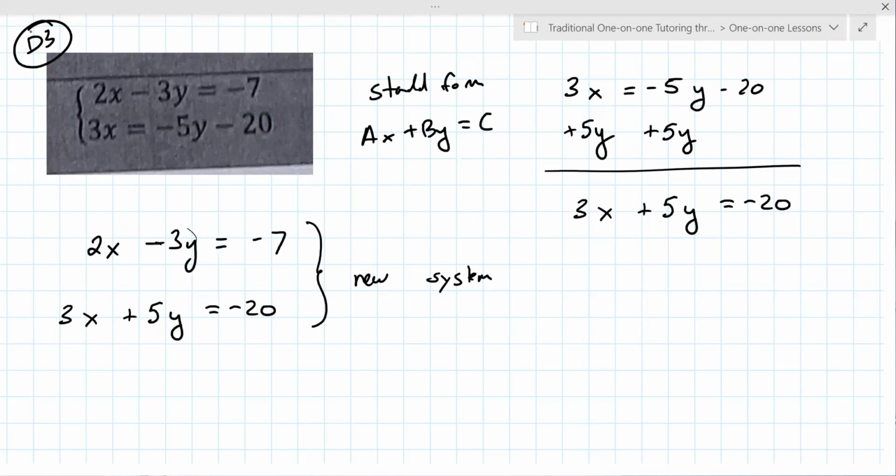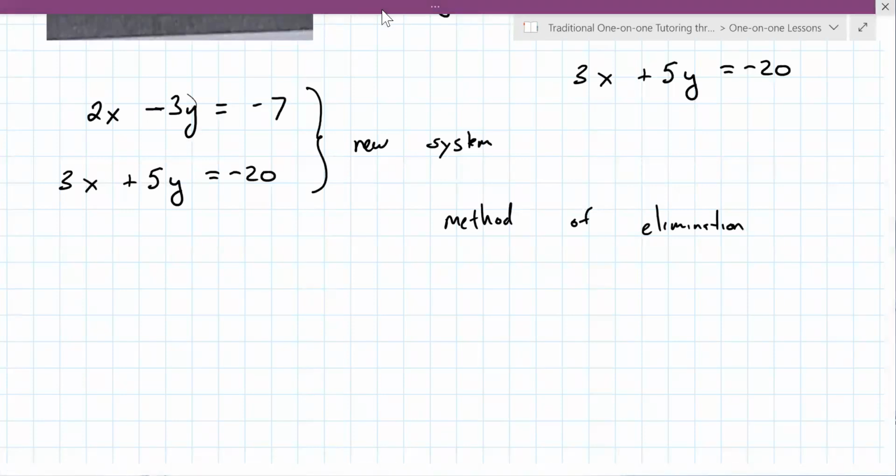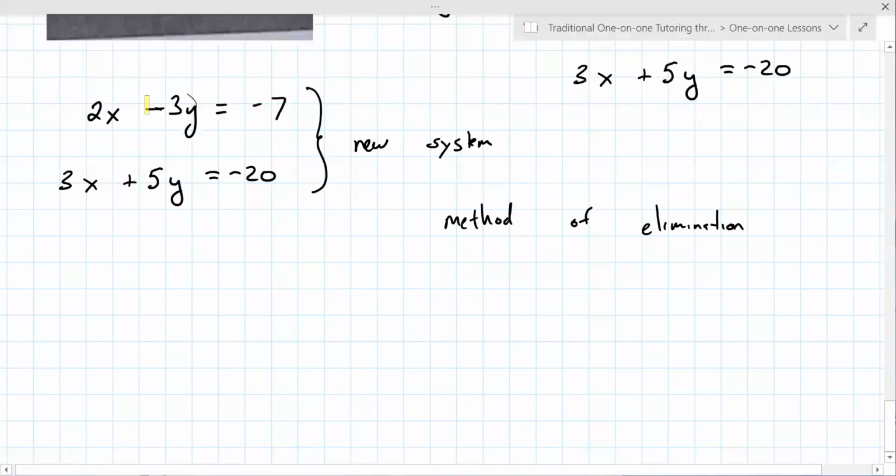All right, so we're ready to solve this system, and we're going to use the method of elimination. I'm sure you've seen this in class. We were kind of doing it last time we met on some systems problems. So I want you to pay attention to how these, minus 3y and positive 5y, are opposite in sign.